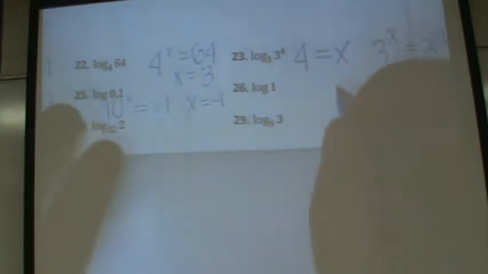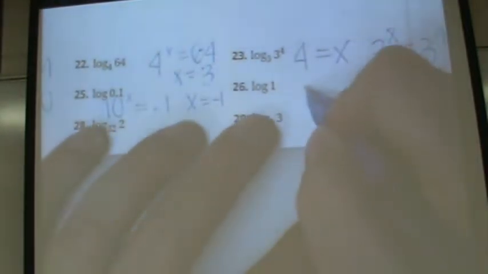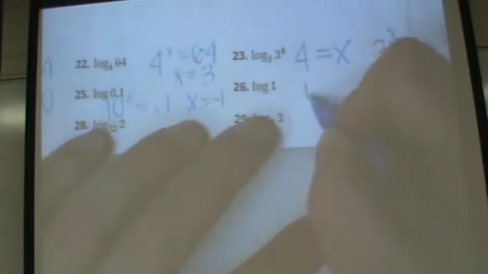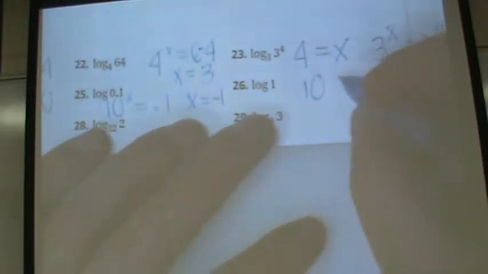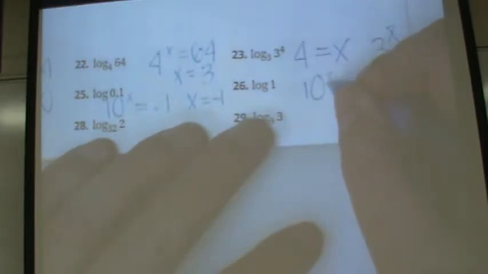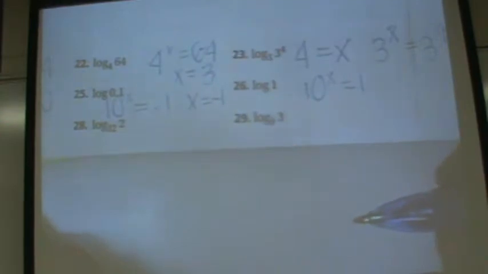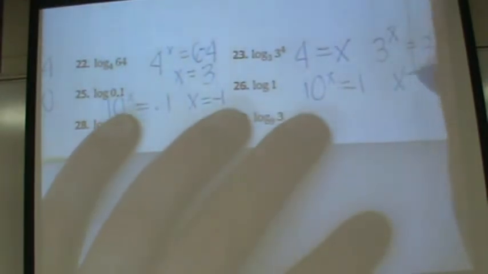Okay, number 26. What is the base on that one? Do you see it? No, it's 10. If it's not there, it's a 10. 10 to what power equals 1? How do you get a 1 there? What does that power have to be? We know it can't be a 1, right? Because 10 to the first power is 10. It can't be a -1, because if it's a -1, it's 1/10. 0, you got it. So x would have to be 0.